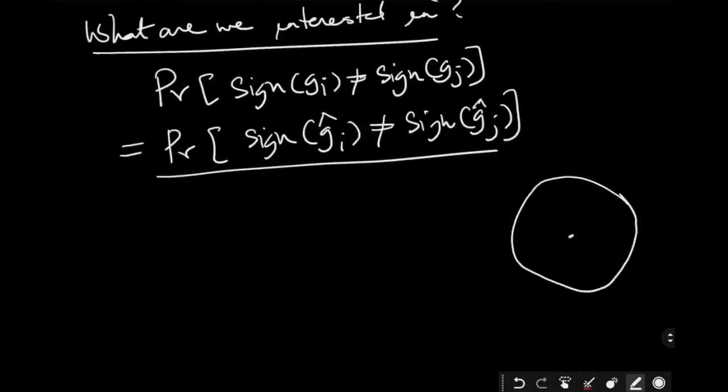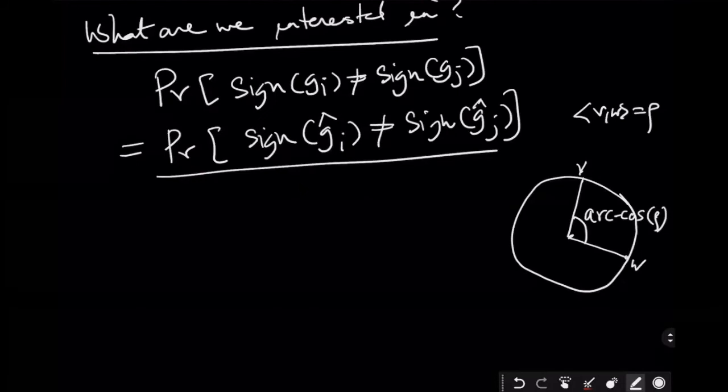So I can draw them on a circle. Let's call this V and let's call this W. And we said that the inner product of V and W is rho. Remember, if I have two vectors of length 1, then the inner product is simply the cosine of the angle between them. So the cosine of the angle between them is rho, which means that this angle must be arc cosine of rho. So we have two vectors with arc cosine rho angle between them.